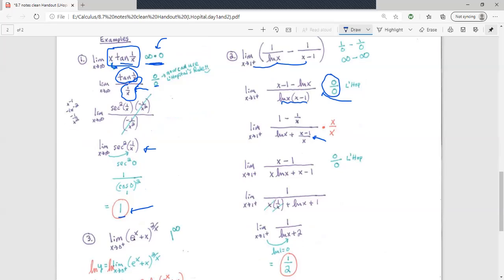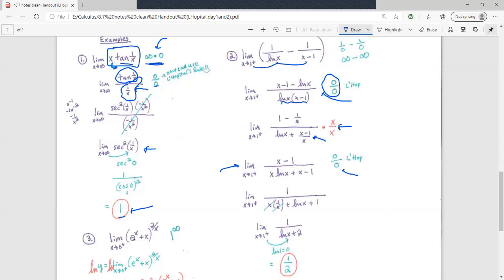Sometimes you could just plug in here, but I like to get rid of my complex fraction. So I multiply the top and the bottom by the x to get rid of the complex fraction. And now when I plug into this step, you have 1 minus 1, which is 0 on the top. You have an ln of 1, which is 0. And then 1 minus 1 is 0. You still have 0 over 0. So it's still an indeterminate form, which means I don't know what the answer is just by looking at it. But I can apply L'Hopital's rule one more time.